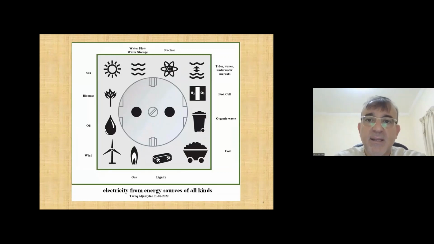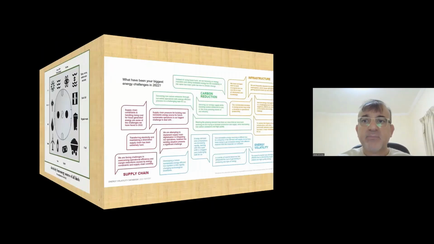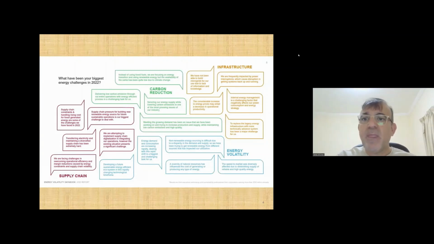Here is a scheme of the electricity from energy sources of all kinds. It is seen here that the electricity could be coming from nuclear energy, tidal waves, fuel cells, organic waste, coal, gas, wind, oil, biomass, and sun. Here, just to show you, is the infrastructure of the energy consumption. What has been your biggest energy challenge in the last year?